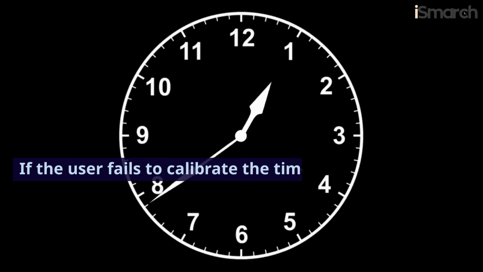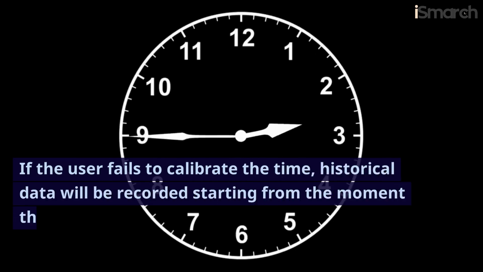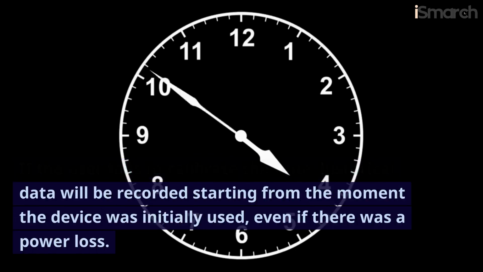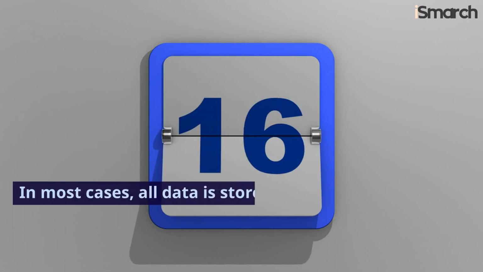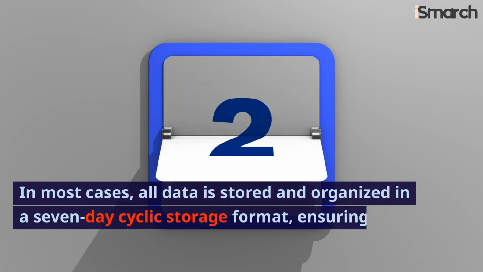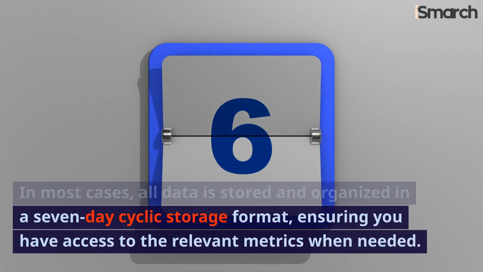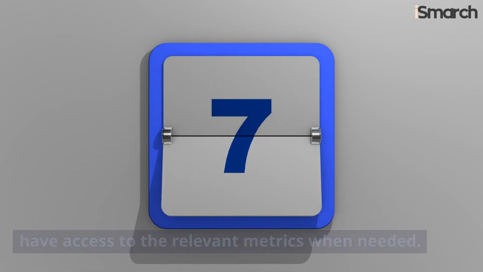If the user fails to calibrate the time, historical data will be recorded starting from the moment the device was initially used, even if there was a power loss. In most cases, all data is stored and organized in a 7-day cyclic storage format, ensuring you have access to the relevant metrics when needed.